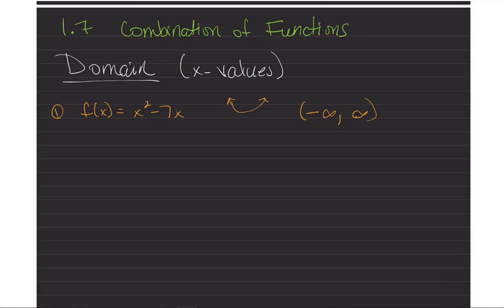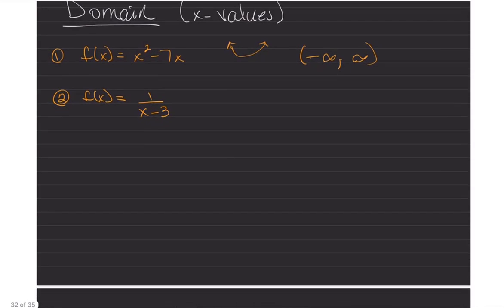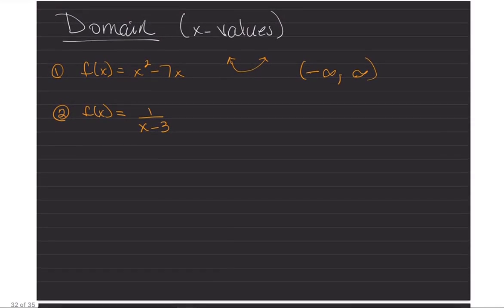So let's find some that we have some limits to, right? So let's say we had f of x, since we're talking about some functions, equals 1 over x minus 3.